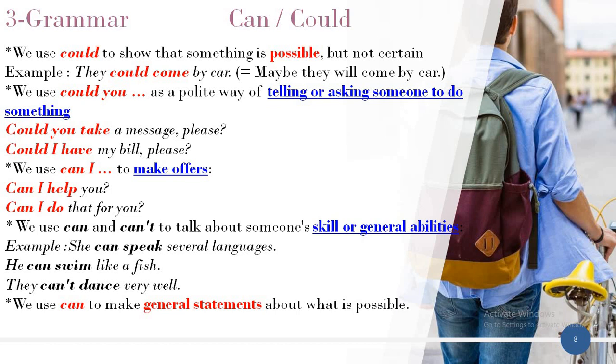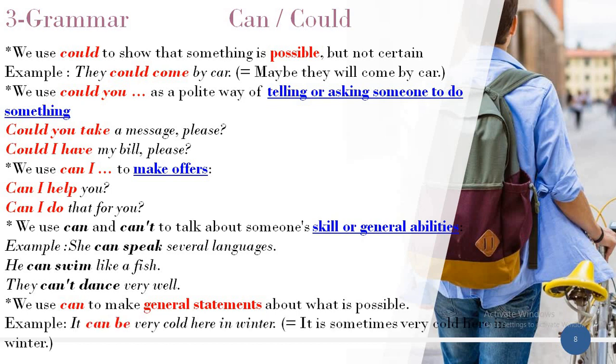The last definition we have: we use can to make general statements about what is possible. Example, it can be very cold here in the winter. So, as we have said, this is possibility. It is something that happens, very cold here in winter.